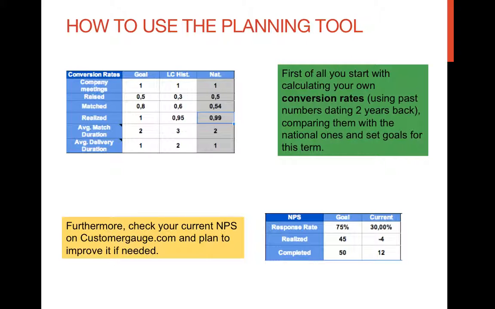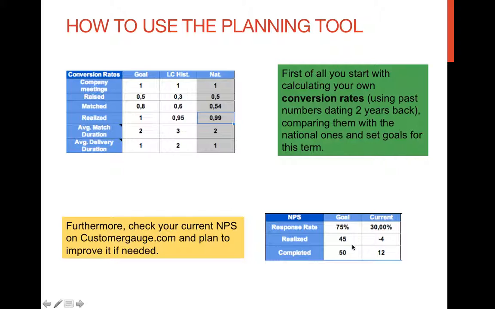You calculate the NPS by, well, the customer gauge does it automatically, but just so you know, it's the percentage of promoters, or people who crossed 9 or 10, minus the percentage of detractors. And then you get a number like, for example, if you have 80% promoters and 10% detractors, which would be a really good value, you would have an NPS of 70.